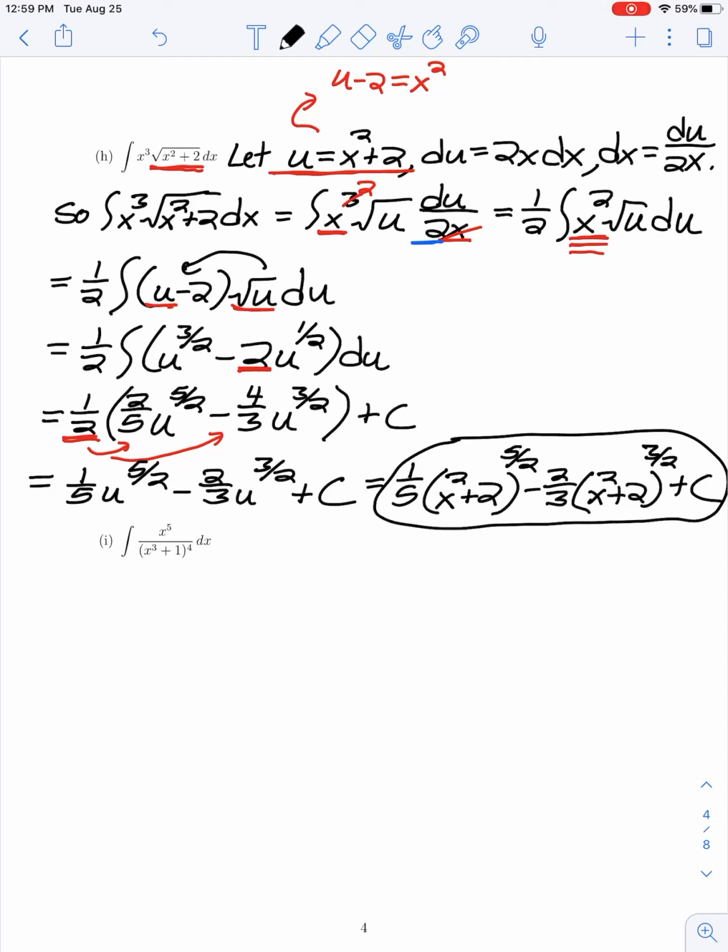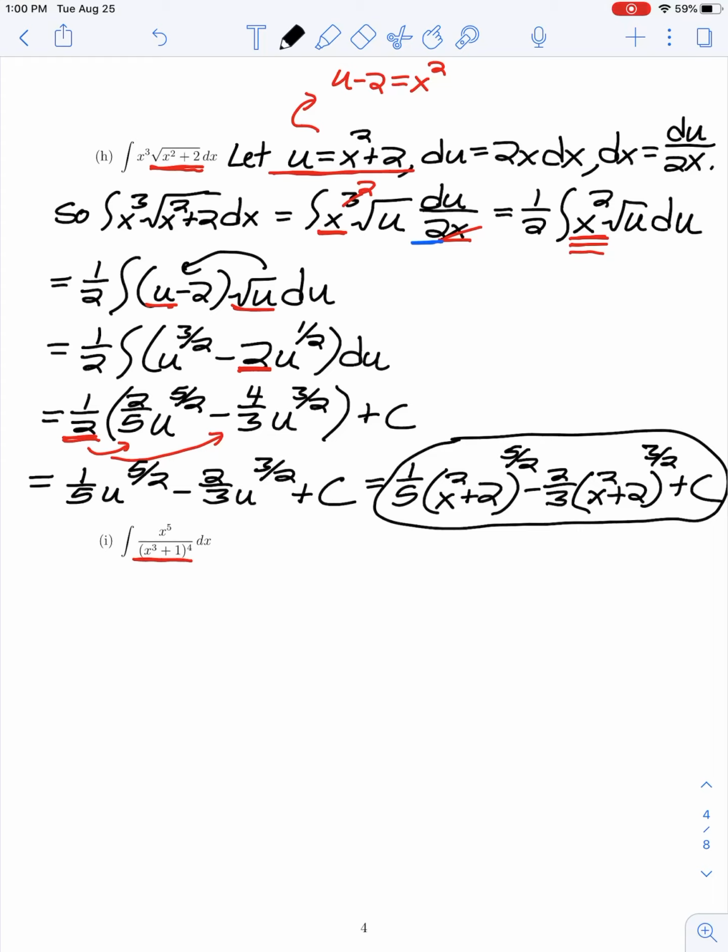So let's look at another one of these. In part I, we have the integral of x to the 5th over x cubed plus 1, all raised to the 4th, dx. Again, when I'm looking at that integral, the fact that our denominator is a composite function immediately makes me think of using a substitution.